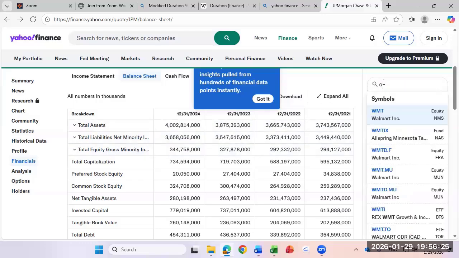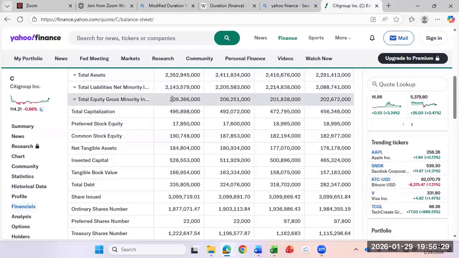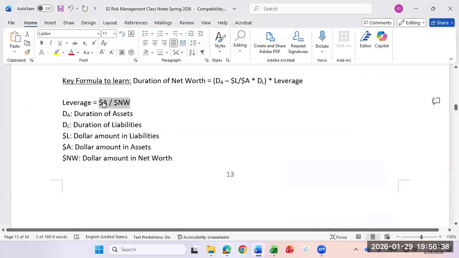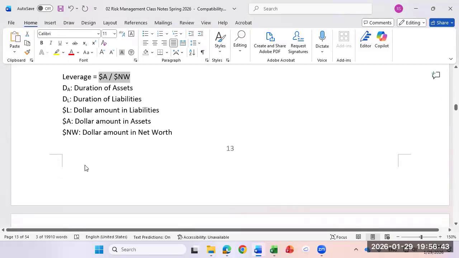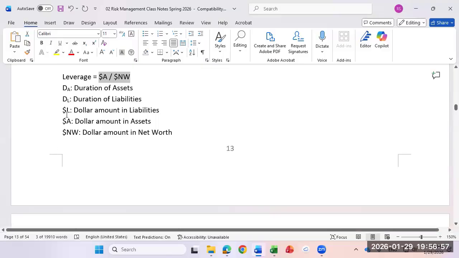Citibank's not much different. 2.3 trillion and 200 billion. These are very, very highly levered institutions. So you're gonna see that leverage is gonna have a huge impact on the risk. You take assets over net worth, and you can get something much, much larger than you would see in normal companies like a Walmart or a Costco. These entities have a lot of, and it's not debt, a lot of liabilities, deposits and other things.